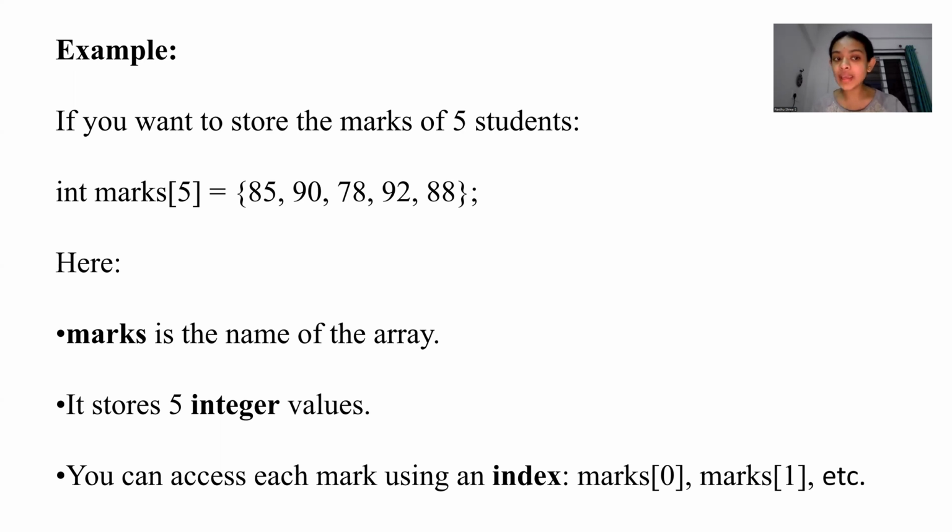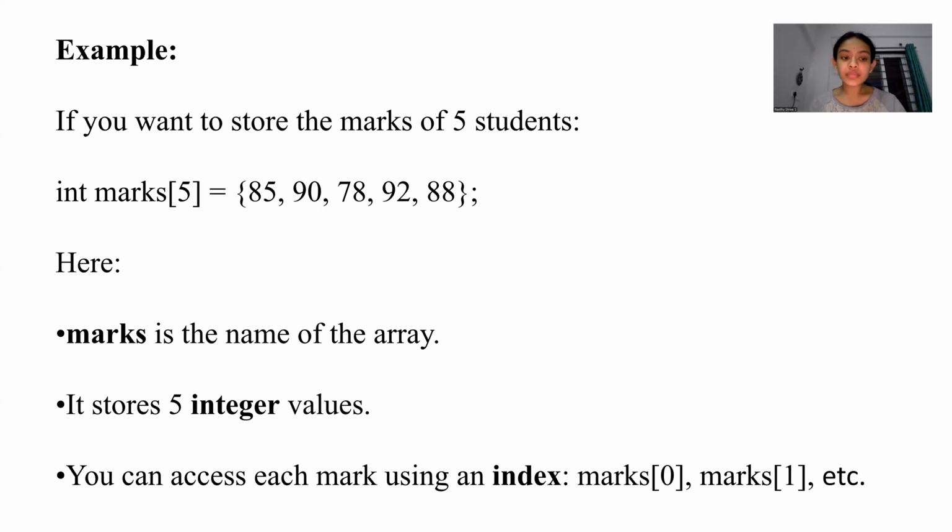So we have int marks[5], where we are storing the marks of 5 students. The first index will be 0 and the last index is n minus 1, that is 5 minus 1, which is 4. Here, marks is the name of the array, which depends on the user. If we are storing marks, you can write marks; if we're storing data, you can write data. You can give the name as per your choice.